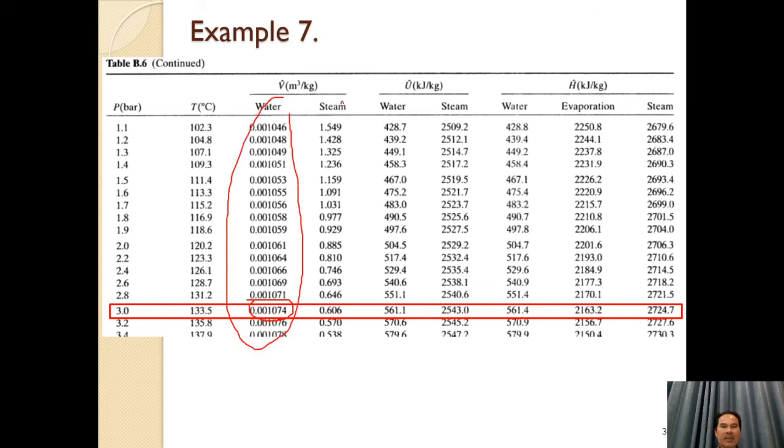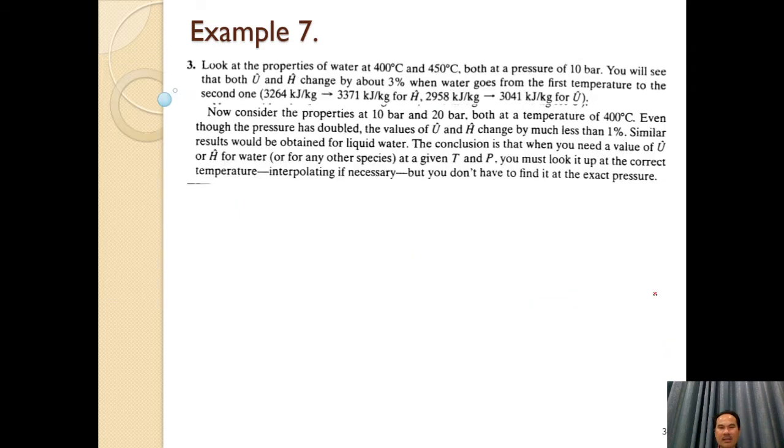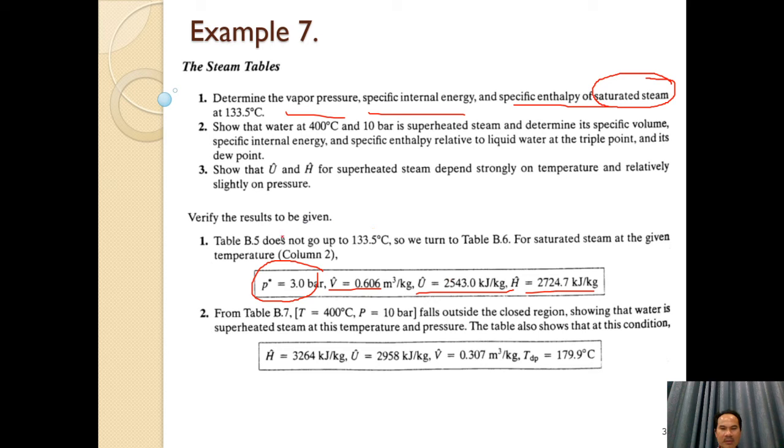For this case, we ask for steam. The specific volume is 0.6. The specific internal energy is 2,543 kilojoules per kilogram, and for steam the specific enthalpy is 2,724.7 kilojoules per kilogram. That is the answer for question 1.